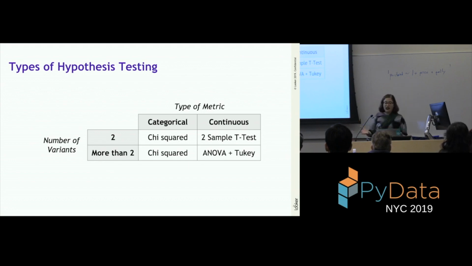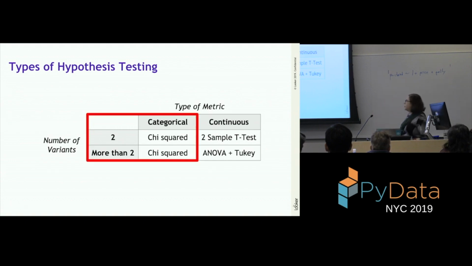Generally, we actually only deal with the categorical data, so that's what I'm going to cover here. But it is worth knowing that if you have continuous data, your options for hypothesis testing are a two-sample t-test if there are two variants, and if there are multiple variants, you have to use both ANOVA, which tells you whether or not there is a significant difference, and then a Tukey's range test, which tells you which of the variants are significantly different.